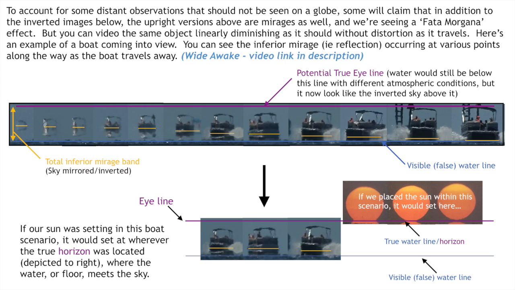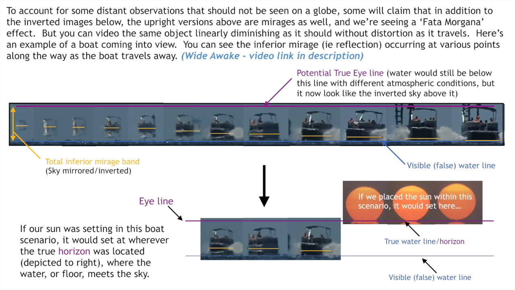But you can video the same object linearly, diminishing as it should without distortion as it travels. So you can place a straight line along that image. There is no distortion of the image or movement of the image, disappearing, reappearing, moving up and down like it would with typical refraction phenomena. That is the image itself. It's just moving further away.